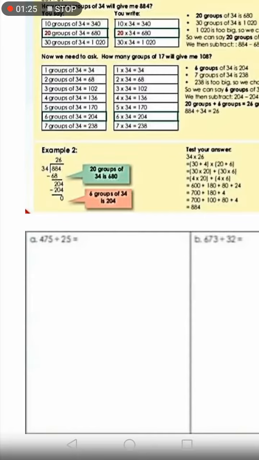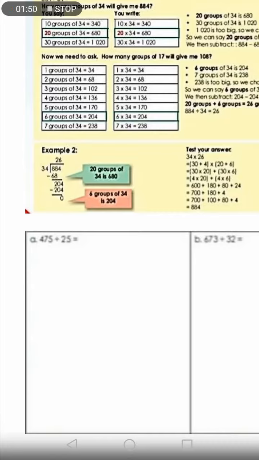to 204. You will find that when you multiply 34 times 6, you will get exactly 204, and then you put the 6 down. So actually, our answer is 26. 34 can go into 884 26 times.